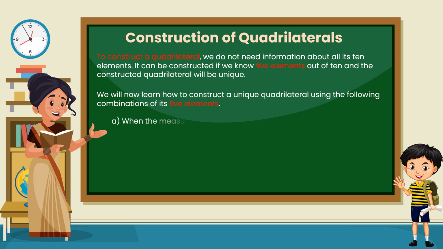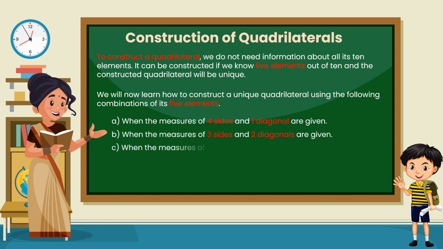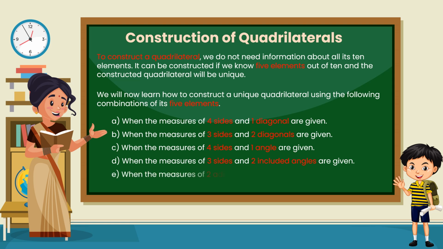A. When the measures of 4 sides and 1 diagonal are given. B. When the measures of 3 sides and 2 diagonals are given. C. When the measures of 4 sides and 1 angle are given. D. When the measures of 3 sides and 2 included angles are given. E. When the measures of 2 adjacent sides and 3 angles are given.